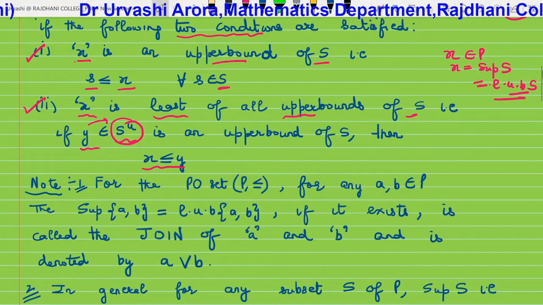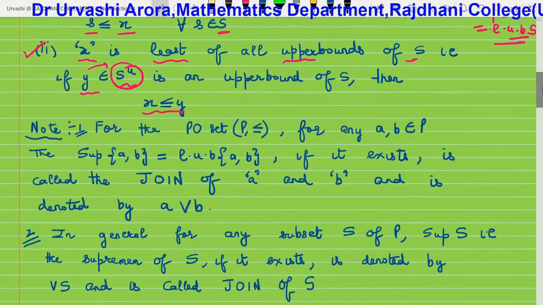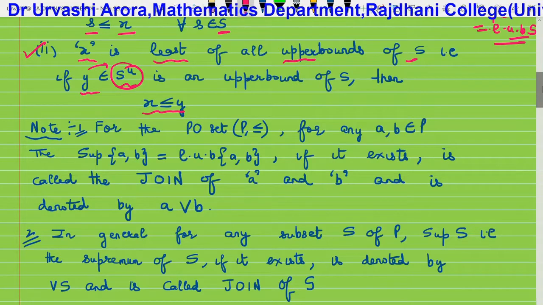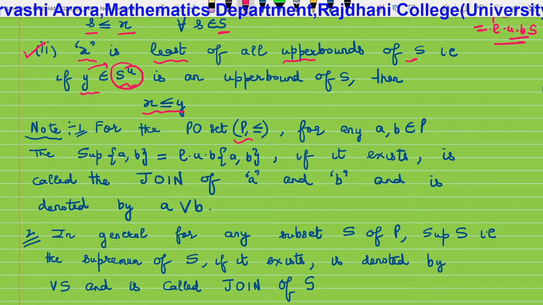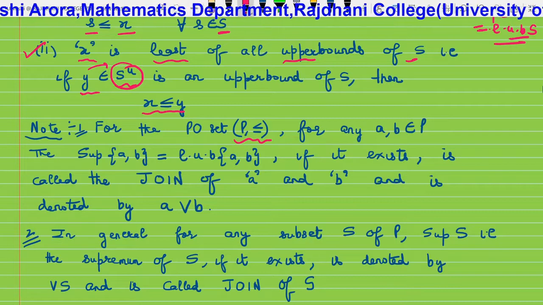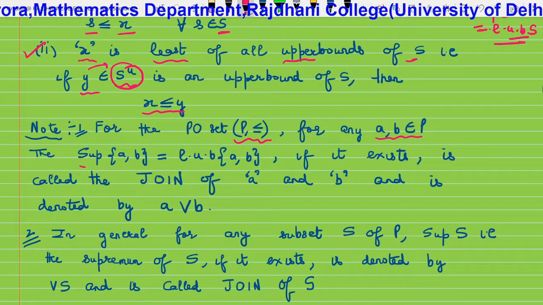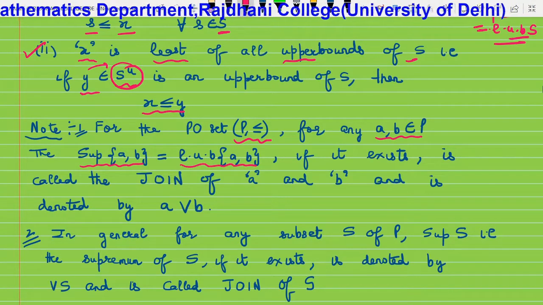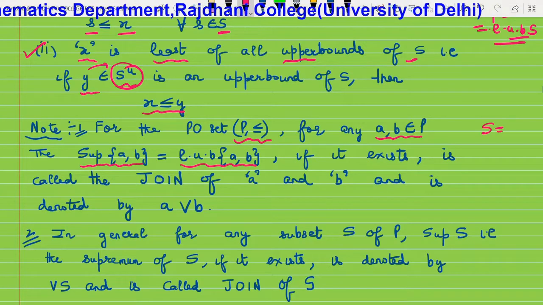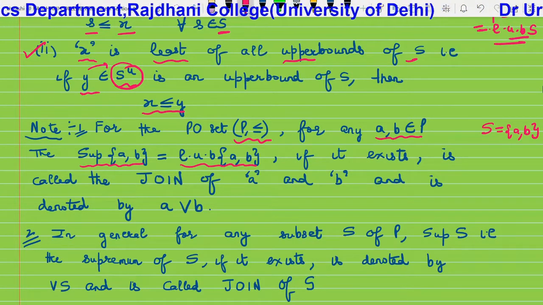And then again there are a few notes which give notation which is quite common when we are talking of the least upper bound or supremum of a subset. So if we are in a poset P, less than equal to, and if we pick up any two elements A and B belonging to P, then if we talk of the supremum of A and B, or the least upper bound of A and B, this means that the subset S which I am taking in this case is the set consisting of two elements A and B.